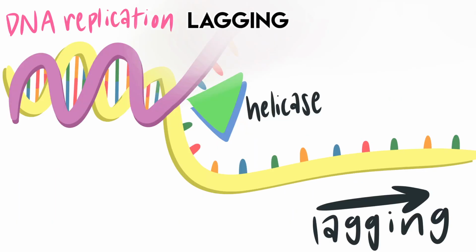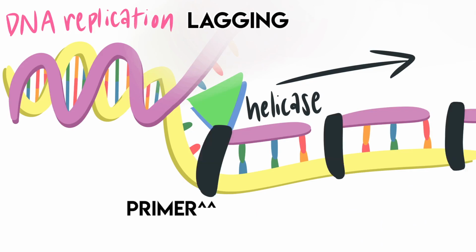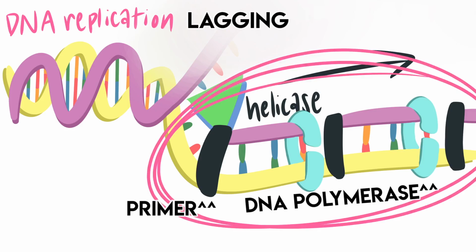On the lagging strand, replication is done piece by piece in the opposite direction. Primers attach themselves at multiple locations, so multiple molecules of DNA polymerase can add nucleotides to each primer at once.